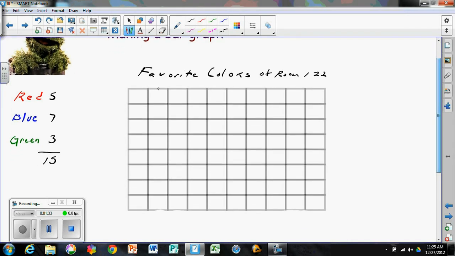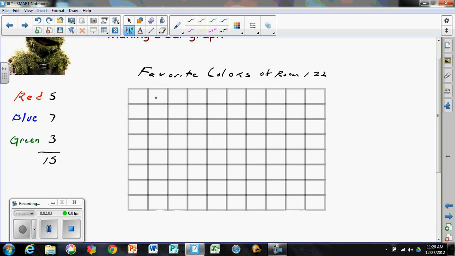So we've got the title of our graph, the question of the favorite colors in room 122, and this gives people looking at the graph an idea what these numbers stand for, what these bars stand for. And in this case, we have a grid, and these are 1 centimeter grids, and the grids you'll notice come in different sizes. Sometimes the grids are smaller, sometimes they're larger. And what you want to do is look at what you have to choose from, and organize your information in the grid.